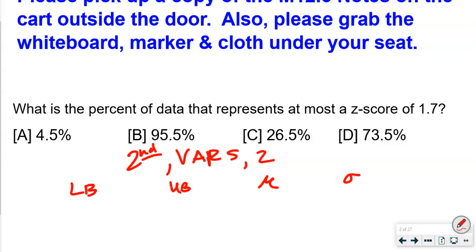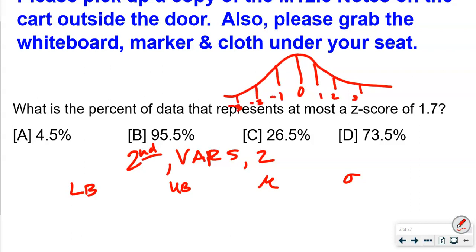So it says what percent of the data represents at most a score of 1.7? So at most means, so there's our 0, right? And 1 would be there, 2, 3, right? 1, 2, 3. And then over here we have -1, -2, and -3, okay, on a z-score. That's how we create our normal curve, right? So if it says at most a score of 1.7, that means we're talking about a score over here somewhere, right? And if it says at most, then we're going this direction.